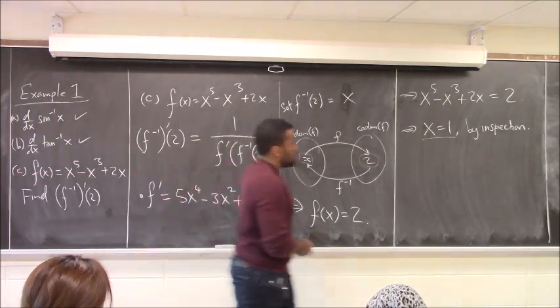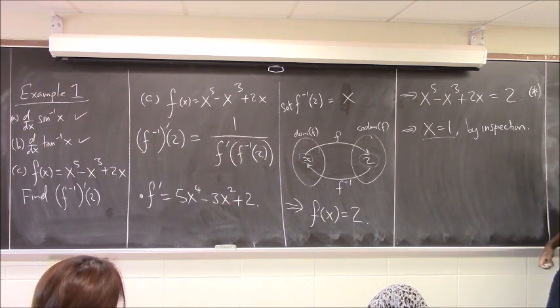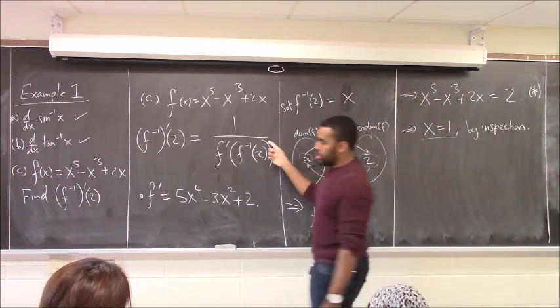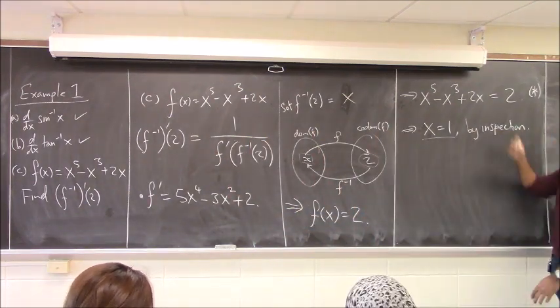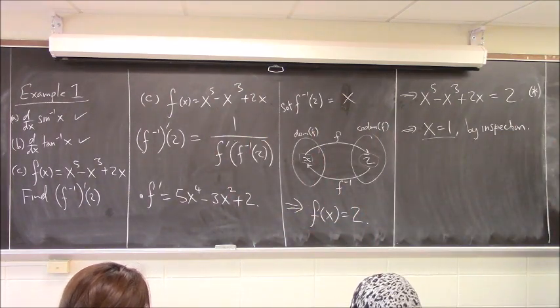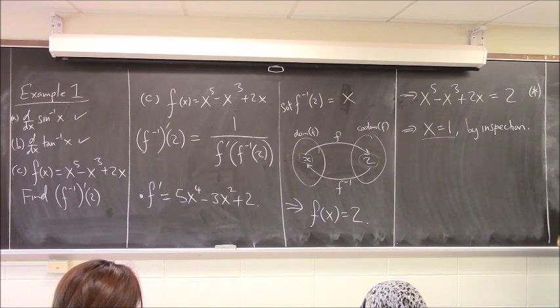Okay? So a situation like this is why we even need this kind of formula, because it turns out sometimes that whole maneuver of switching x and y and solving for y, or solving an equation like this, can be literally impossible sometimes. There's no way you can actually do it.